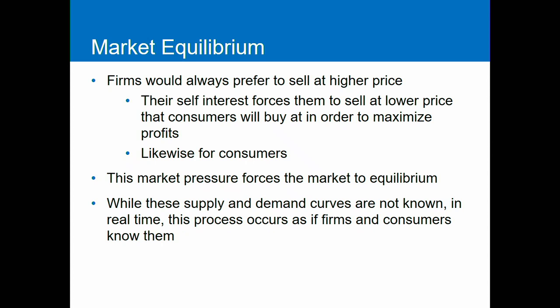So this pressure on consumers, forcing them to be willing to pay more, and on firms, forcing them to sell at lower and lower prices, moves the market towards equilibrium. And while we don't know supply and demand curves in real time, there's no actual demand schedule or supply schedule sitting there that we can look at, this process occurs as if firms and consumers know them, and we end up at equilibrium, despite the fact that no one in the market actually knows what these curves are.